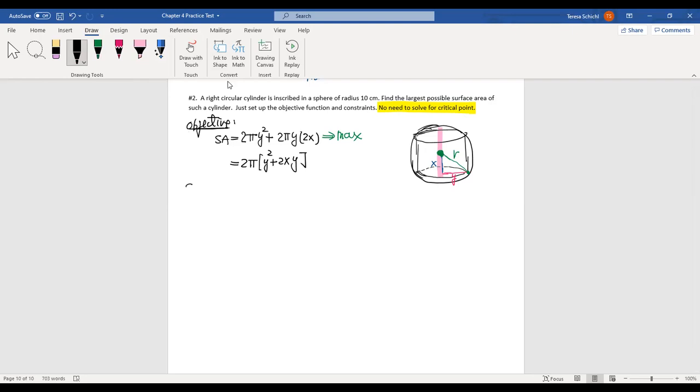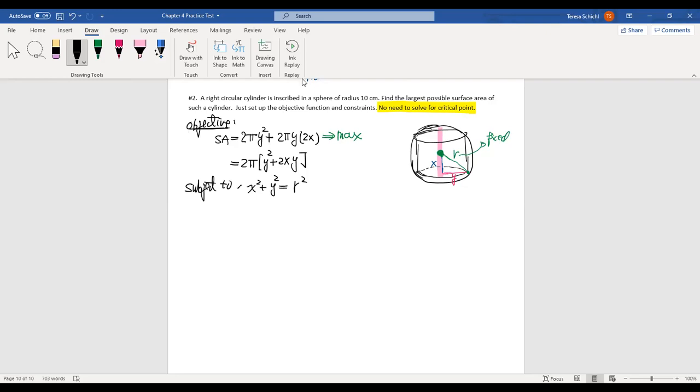Now I want to find my constraints. Constraints here, I want to find the relation of x, y, and r. It turns out the r, the radius of the sphere, is fixed, right? So this is a constant. What is the relation? That relation is pretty good. It's Pythagorean, so x squared plus y squared is equal to r squared.